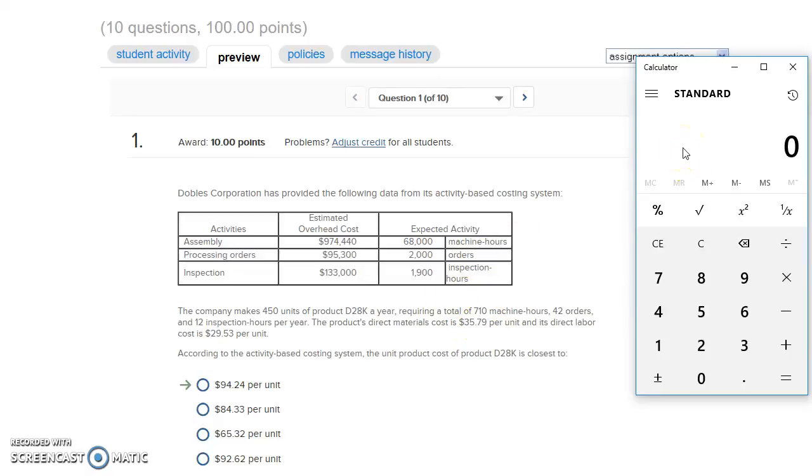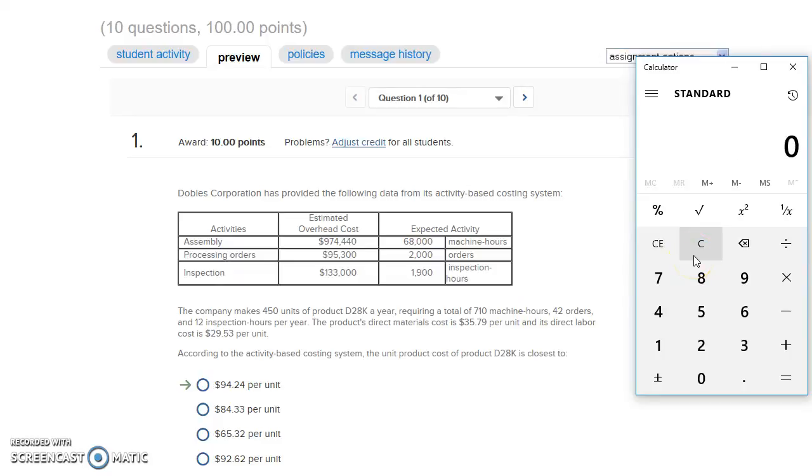So our first one is assembly. Our assembly is $974,440 as our estimated cost, and we expect to have 68,000 of those. So our expected cost per activity is $14.33. I'm going to go ahead and write that down. And then per year, we anticipate having 710 of those machine hours. So I'm going to multiply that by 710. Our anticipated cost for that is $10,174 for this D28K material. I don't know what it is.